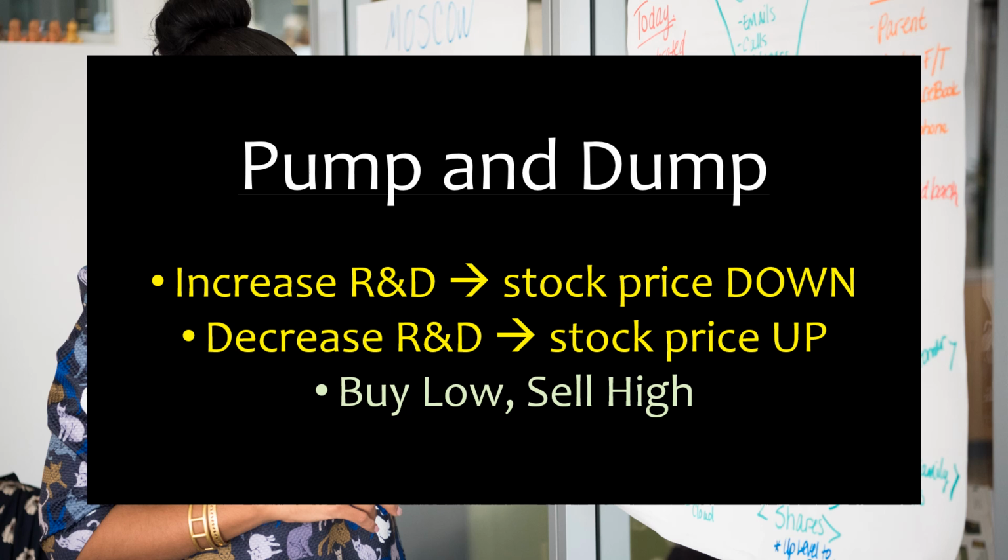To summarize the pump and dump advanced strategy, at constant growth rates, a big increase in your R&D will make your stock price go down, and a big decrease in your R&D will make stock price go up. Buy low and sell high to make a profit.